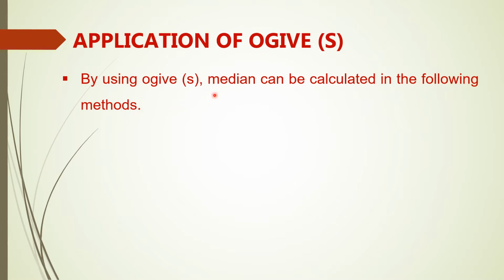Median is a measure of central tendency about which we have learnt in our previous classes. This can be calculated by using a formula also. Now this median can be calculated by using our ogive values. How to find these values? Let us discuss.